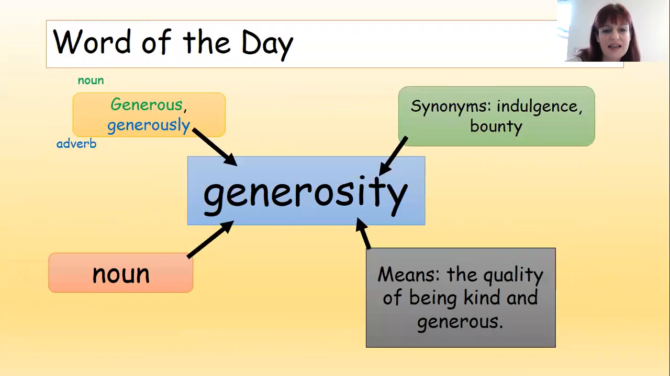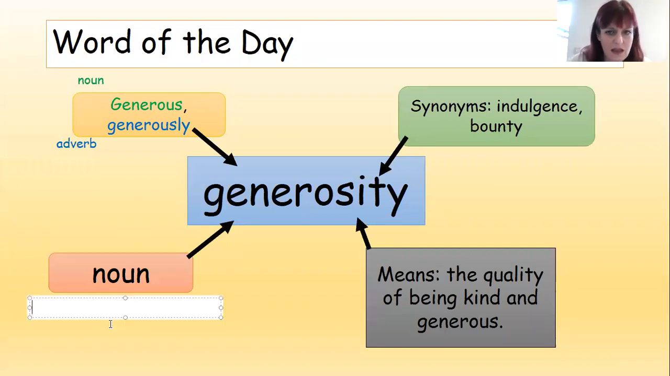Okay, let's have a look at today's word of the day. So today's word of the day is the word generosity. It comes from the adjective generous, and it means the quality of being kind or generous. You can also use it as an adverb by putting an ly ending to describe how you gave something. So if you gave generously, it means you gave a lot.